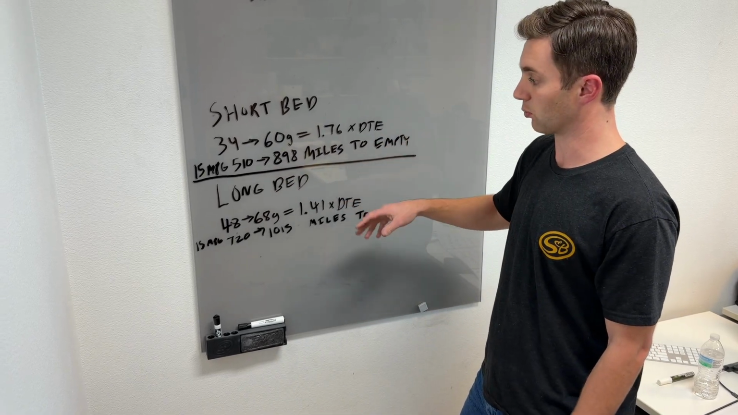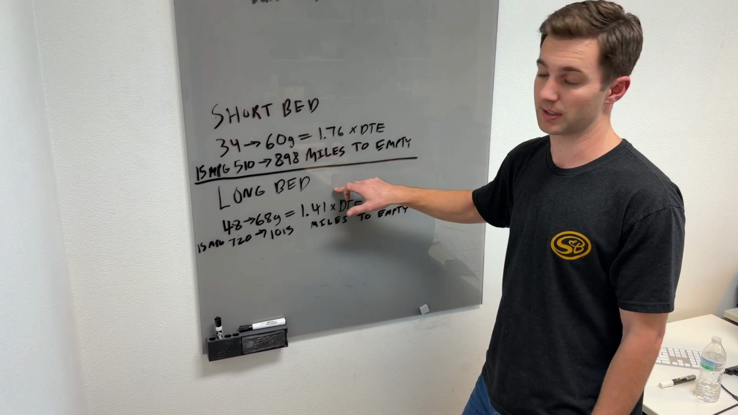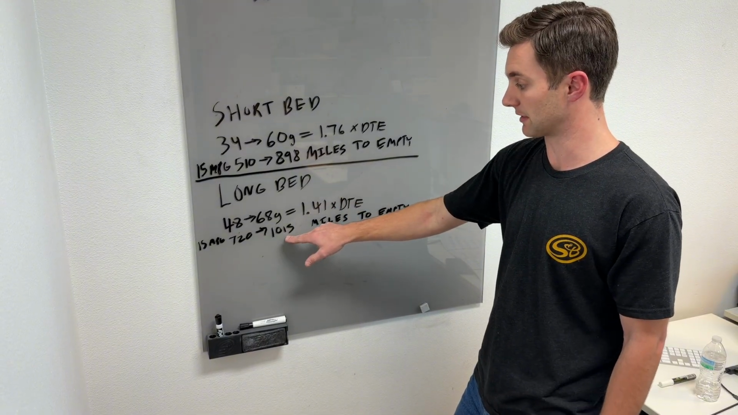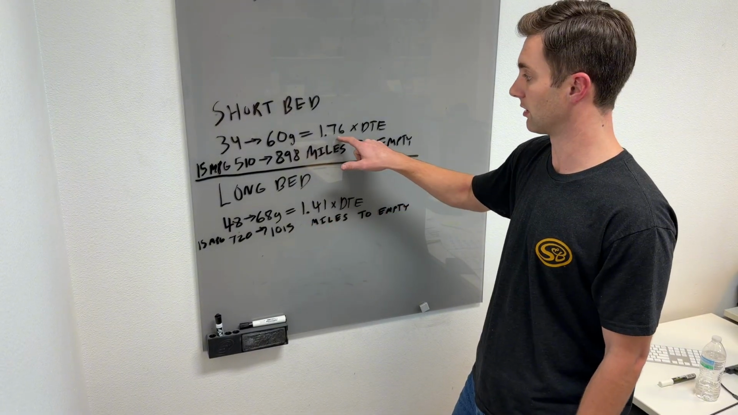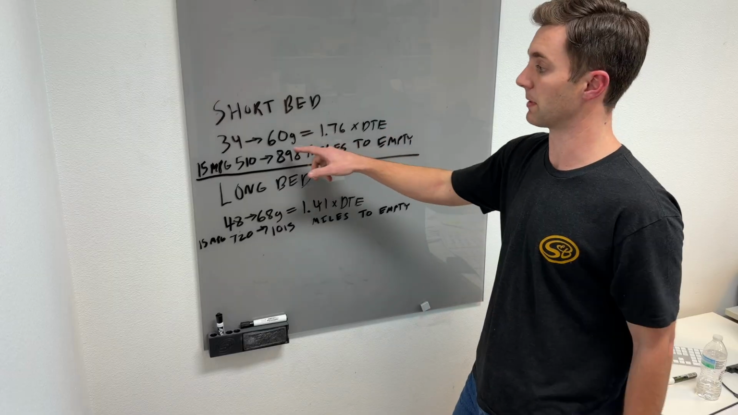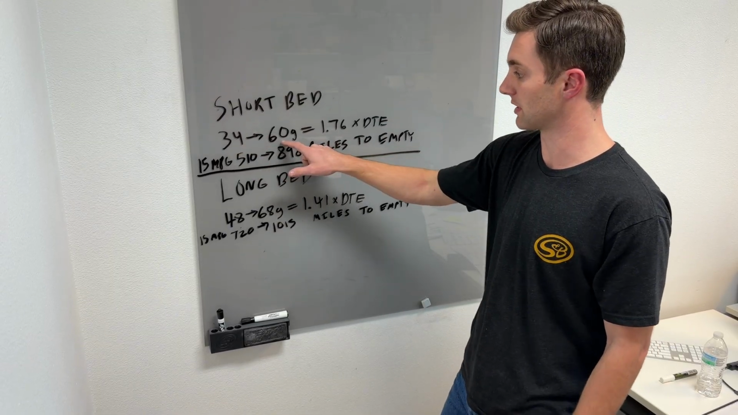But again, if you were to select short bed in a long bed truck, it's gonna make a false reading and make this even higher because it's using the scalar from the bigger difference in the short bed tank, which jumped from a 34 to a 60.